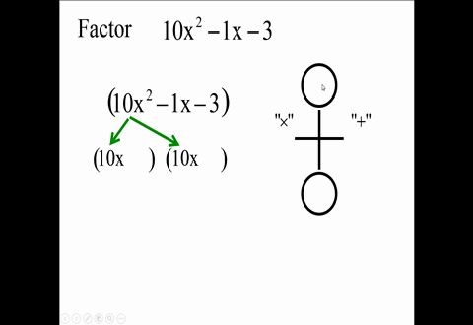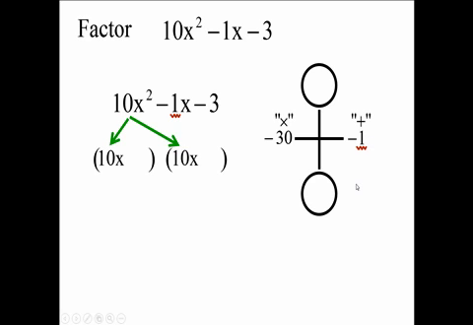We want two numbers that when you multiply them you get what? It's the A, C will give us negative 30. A here is 10, C is negative 3. Multiply A times C, you get negative 30. When you add them, you get this number right here.